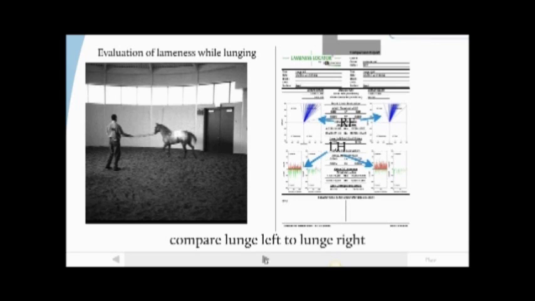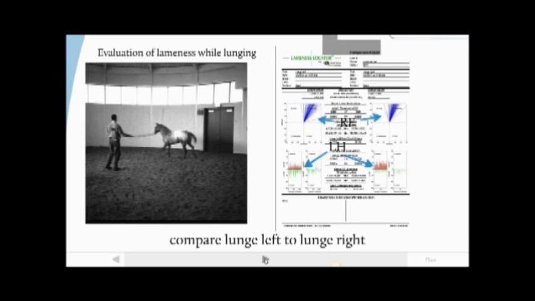Instead, you lunge the horse to the left and evaluate, then you lunge the horse to the right and evaluate, and then you compare one to the other. You look for unexpected patterns and large differences in lameness variables between lunge left and lunge right. We and other laboratories have performed extensive lunging experiments on sound horses, and although it takes a little bit of study to remember, we know what patterns are expected in normal horses.